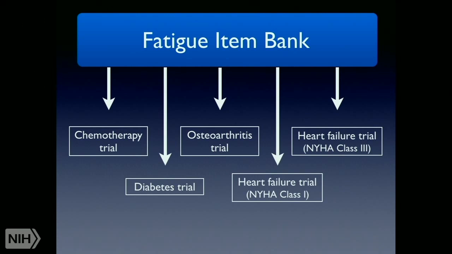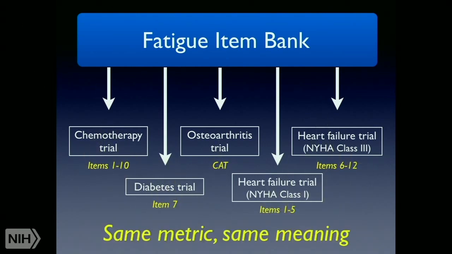Having an item bank now with these different options allows a few things to happen. Imagine we've got this fatigue item bank here, and it has, say, 40 items in it. Well, I could use items from that item bank in all different settings, right? And I could use them in different ways, too. So the chemotherapy trial might have items 1 through 10. For the osteoarthritis trial, I might be using a CAT, a computerized adaptive test, right?